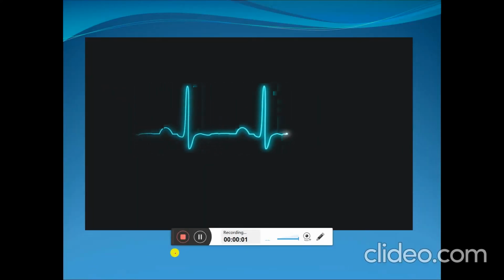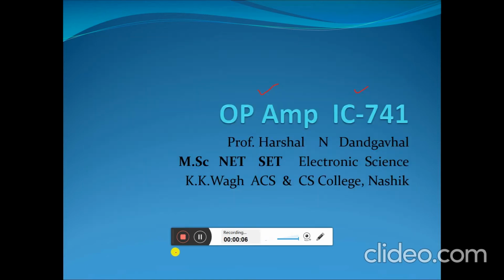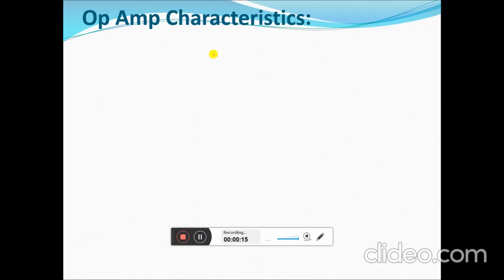Hello dear student. Let us start our today's session with the op-amp IC741. Today we will be elaborating the ideal and practical parameters of an operational amplifier. The first property is there.